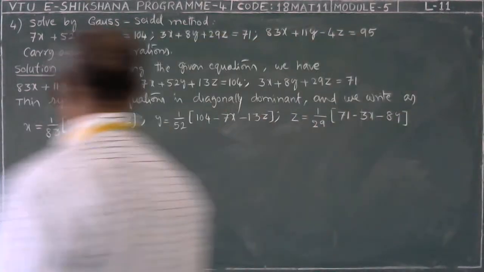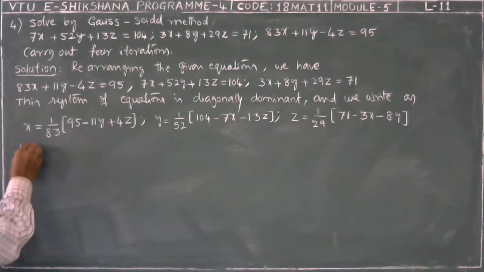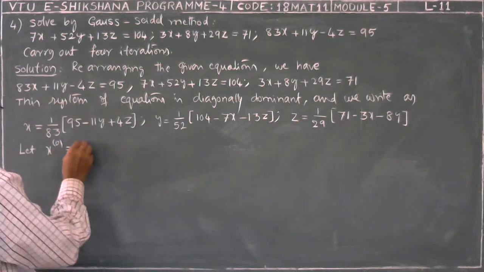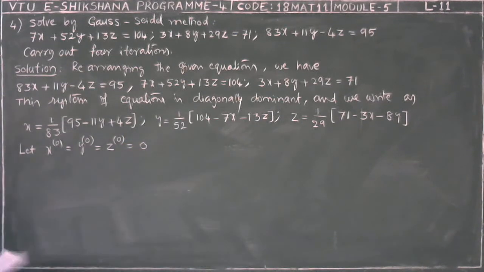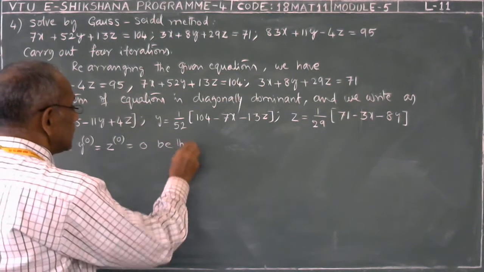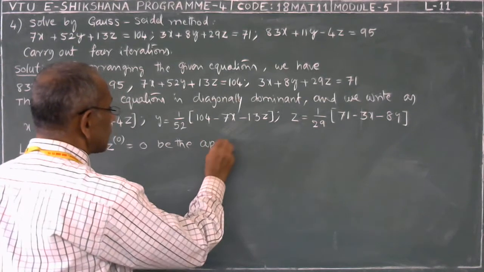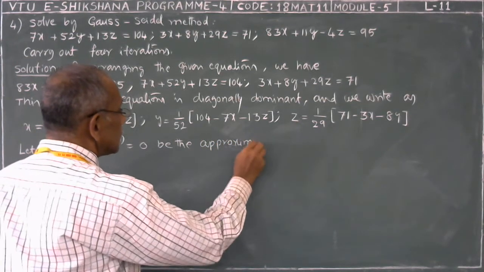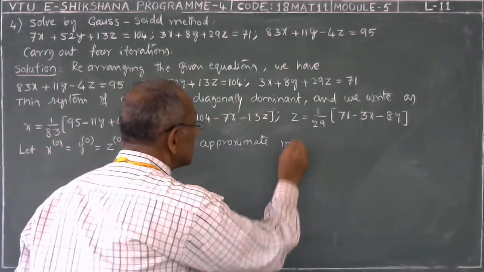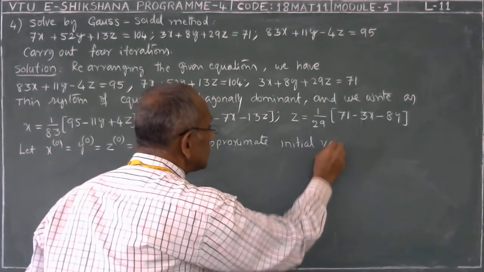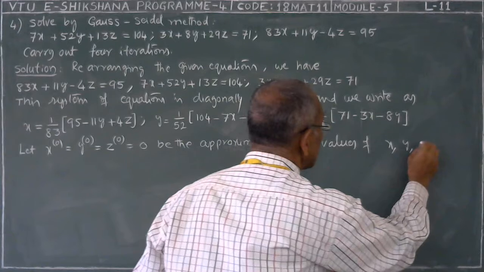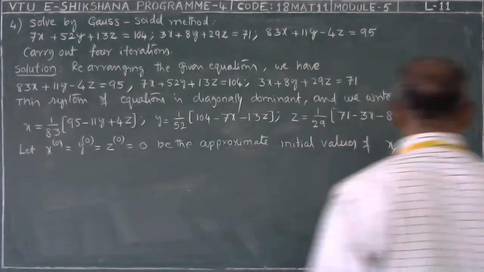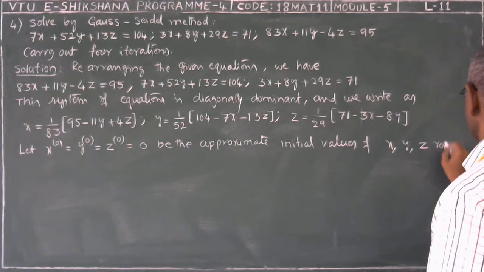Now let us take the approximate values. Let x0 is equal to y0, z0 is equal to 0 be the approximate initial values of x, y, z respectively.